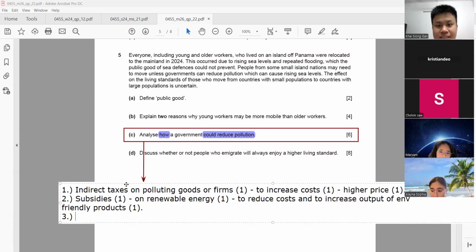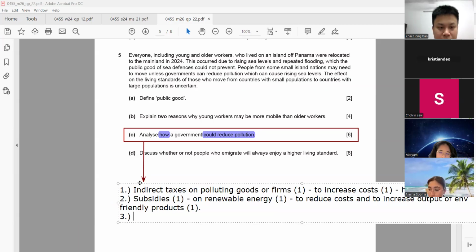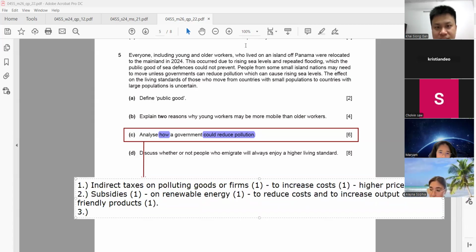Okay, Alison, yes, you're right. Subsidize the production of electric cars. Electric cars will be one example, to encourage more people to use electric cars or to reduce the cost of producing electric cars. They are more environmentally friendly. Correct. But you can cut it short. I think, Alison, your answer's a bit too lengthy. Focus more on the how.